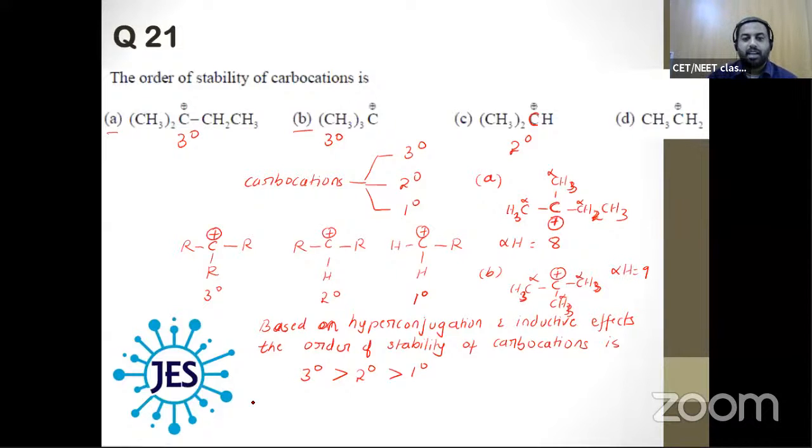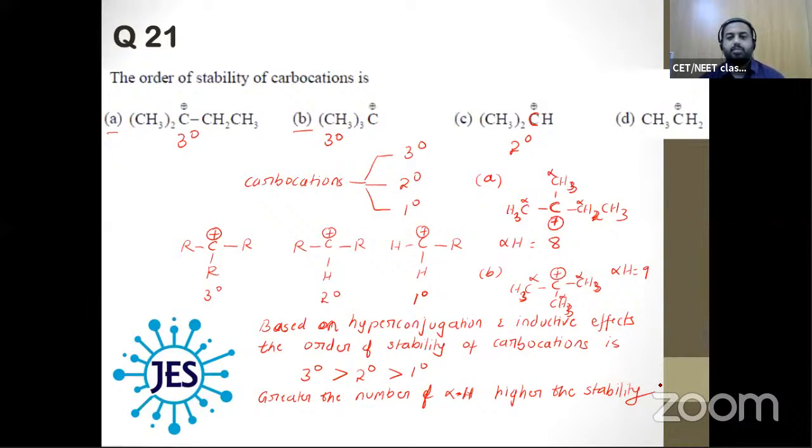Now remember this, greater the number of alpha hydrogen atoms, more stable the structure is, okay? Higher the stability of the structure. Yes. That's what it is. Okay. Good. So that's about question number 21.